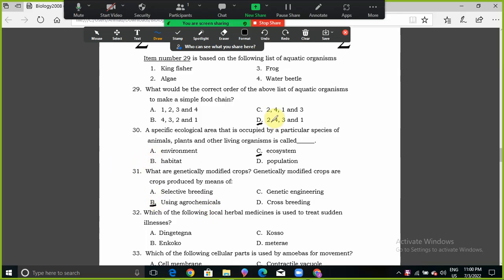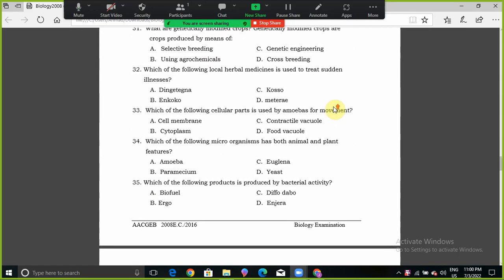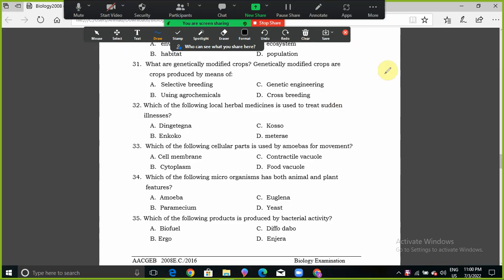Now question number 32 says, which of the following local herbal medicines is used to treat sudden illnesses? Dinerstengia, or inconco, or coso, or mitraria? The answer is Digentinja, which is choice A.